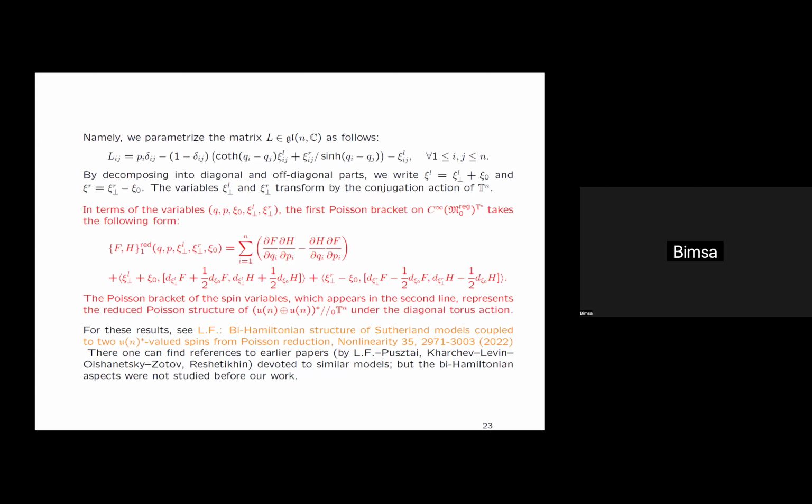the psi left and psi right correspond to the dual space of u(n) plus u(n), and you reduce by the diagonal action of the maximal torus, at the zero value of the moment map. The moment map is just you put to zero the sum of the diagonal part of the first copy and second copy, and this corresponds precisely to this constraint. Okay, and as I mentioned, this model was studied also by other colleagues, but without the bi-Hamiltonian structure.